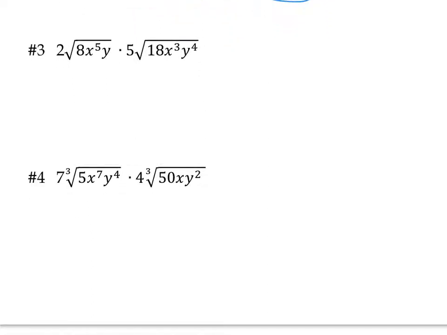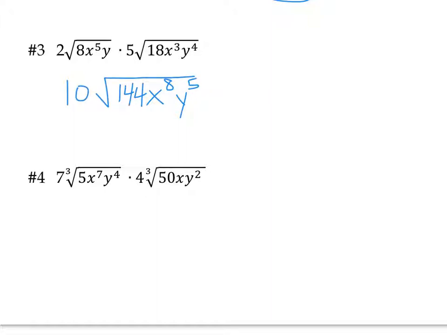So in number 3, one other thing to notice here is we have numbers out in front of the radicals. We can multiply those together as well. So 2 times 5, that's 10. And then we'd have the square root of 8 times 18, which is 144. Then we have x to the 8th and y to the 5th. So when we multiply x to the 5th and x to the 3rd, we add the 5 and 3 together to get the exponent of 8. And then the y and y, this is a first power. Y to the 1st and y to the 4th. We can add those and we get the 5.